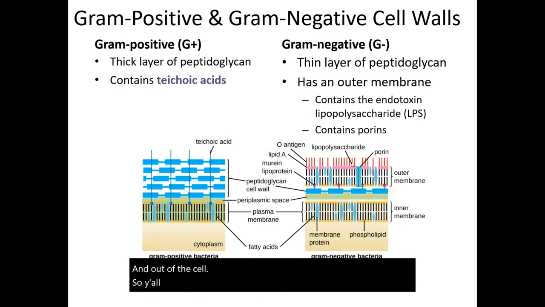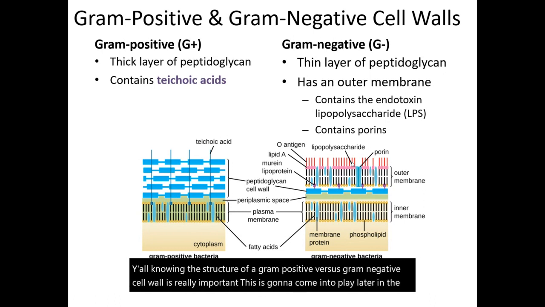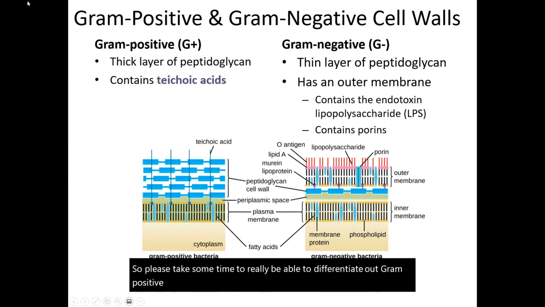So y'all, knowing the structure of a gram-positive versus gram-negative cell wall is really important. This is going to come into play later in the class when we talk about antimicrobial drugs and other things, but also in lab when you're going to learn the gram stain and how we can visualize gram-positive versus gram-negative cells under a microscope. So please take some time to really be able to differentiate gram-positive versus gram-negative cells.